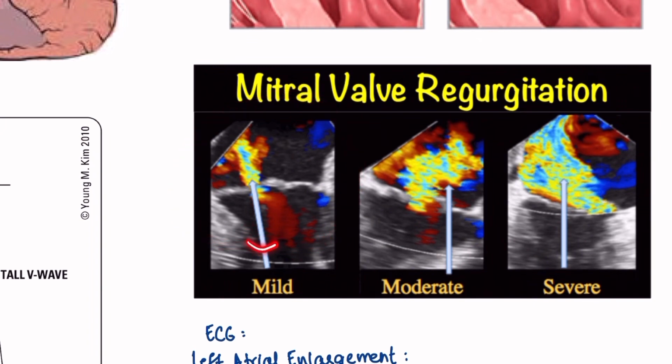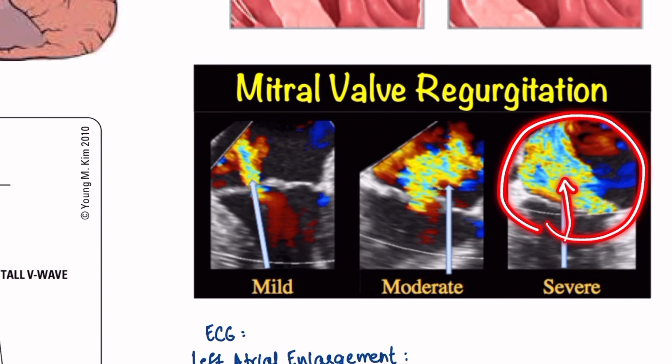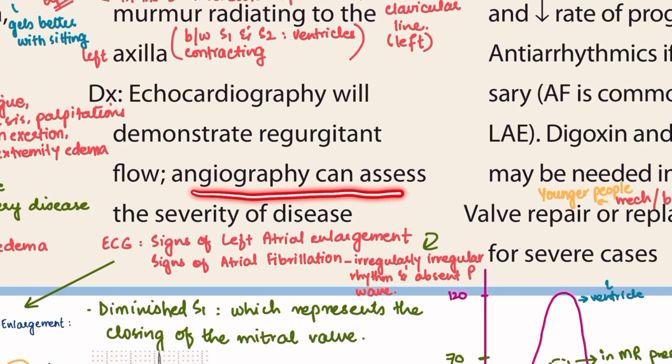If there is mild regurgitation, you will see a little bit of blood regurgitating. If the regurgitation is moderate, you will see a little more blood regurgitating to the left atria during systole, and if the regurgitation is severe, you will see a lot of blood regurgitating to the left atria from the left ventricle during systole. Angiography can assess the severity of the disease.